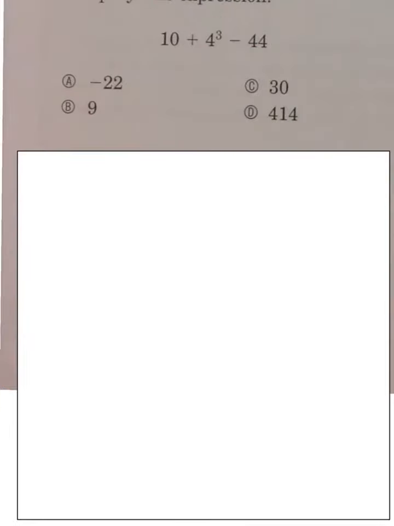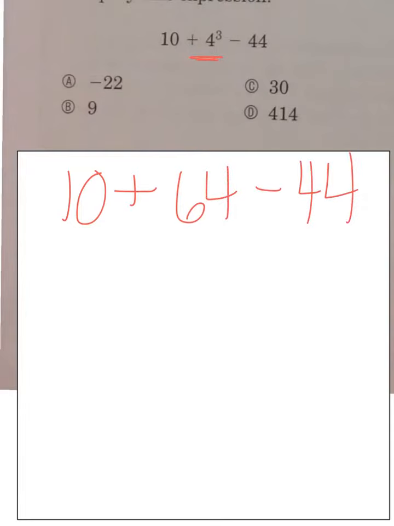Number 4, simplify this expression. 10 plus 4 to the 3rd power minus 44. You have to remember your order of operations. The first thing we need to do here is simplify the power, 4 to the 3rd power. So you will keep the 10, the plus sign. 4 to the 3rd power is actually 4 times 4, which is 16, times another 4, which is 64. Then minus 44. The only thing left is addition and subtraction, and you just do that left to right. 10 plus 64 is 74, and then you will subtract 44, and your answer will be C, 30.